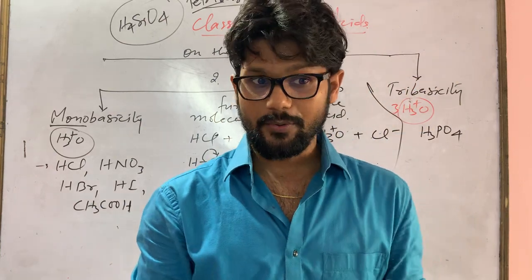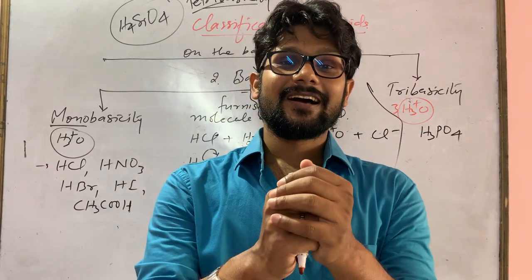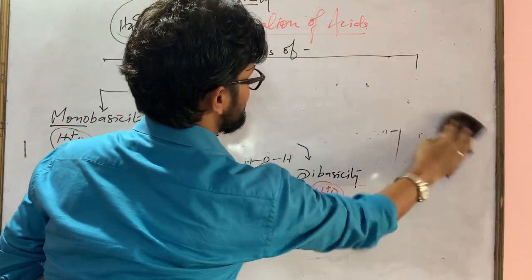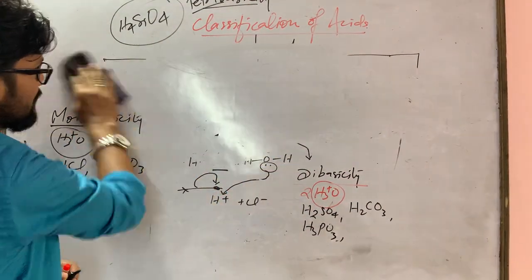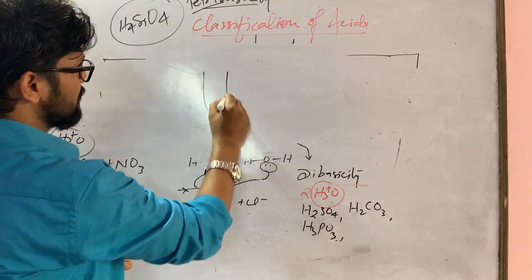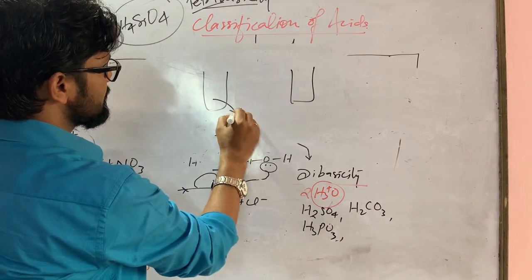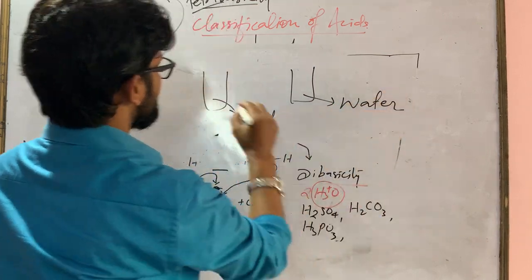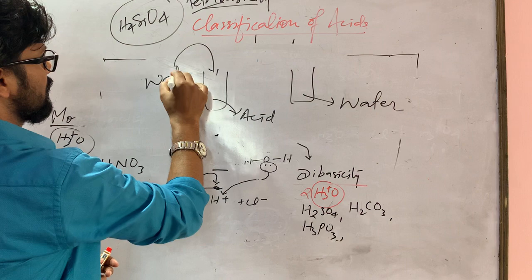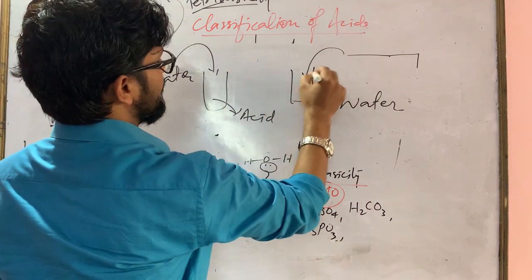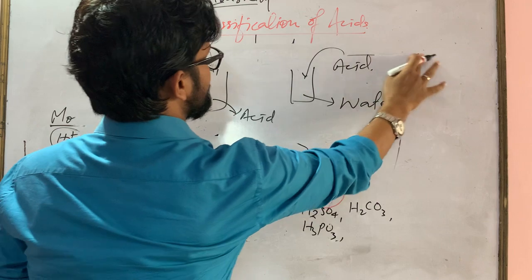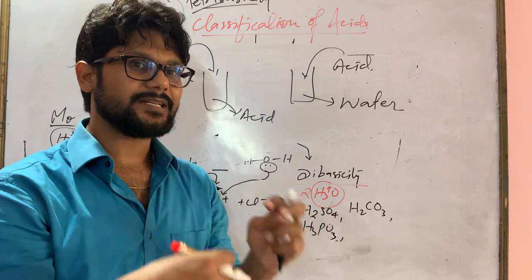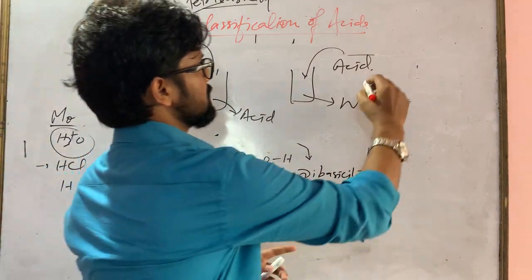One more question can come from here. Try to understand this one. This question is very popular and will come. You have taken 2 jars. In one jar there is acid and in the other jar there is water. Here you are adding water and here you are adding acid. Which method is right to make acid dilute? So this is the wrong method, this is the right method.